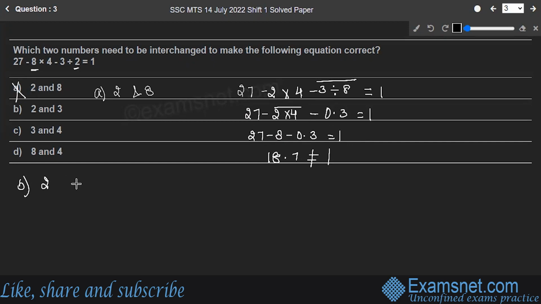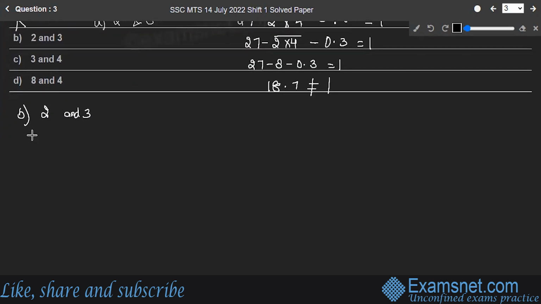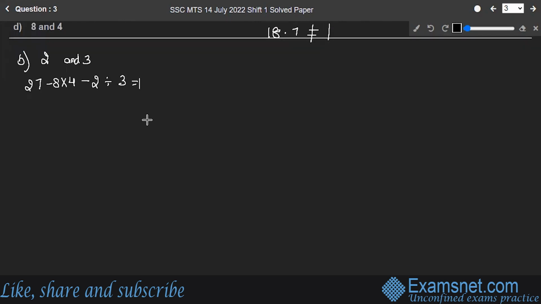Let's go with the second one, interchanging 2 and 3. If I interchange 2 and 3, this equation becomes 27 minus 8 multiply 4 minus 2 divided by 3, which should be equal to 1. According to the BODMAS rule, the first thing to do is the division of 2 and 3. So 27 minus 8 into 4 minus 0.6 should be equal to 1.